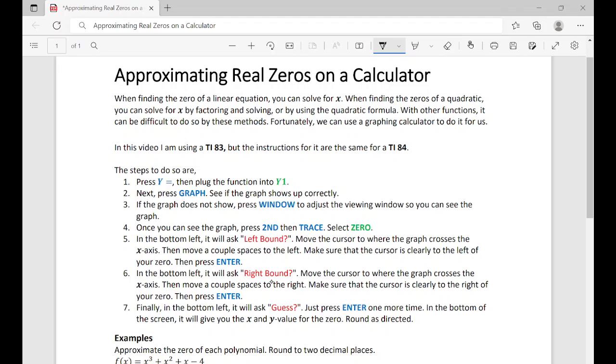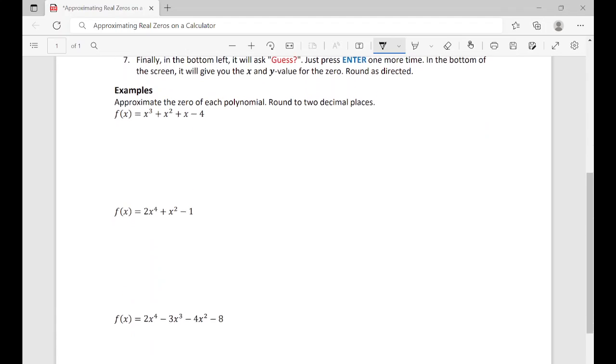Then it's going to ask you right bound. Just move your cursor back to where it crosses the x-axis, and then move a couple spaces to the right. Again, making sure that your cursor is clearly to the right of your 0, then press enter. Finally, it's going to ask you for guess, which just means you press enter a third time, and in the bottom of the screen it's going to give you the x and y value for the 0. Round as directed.